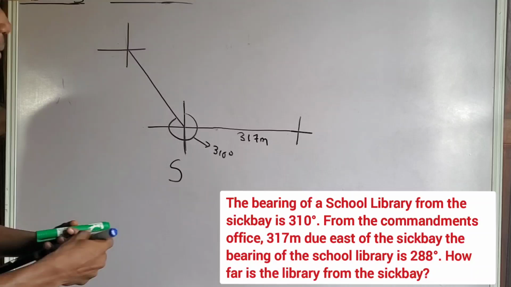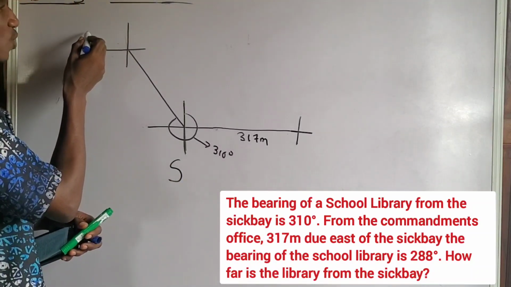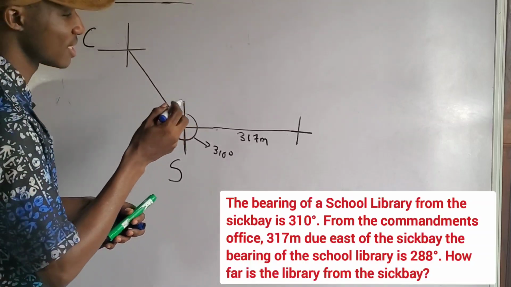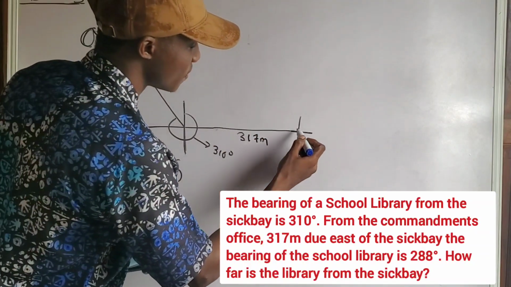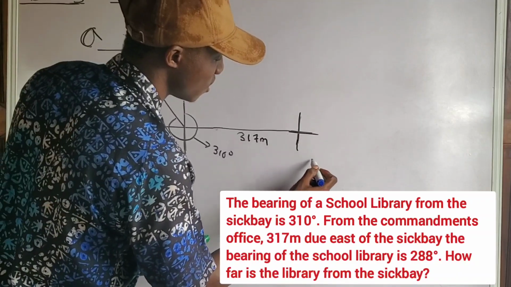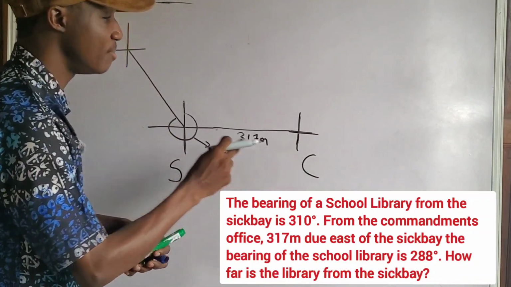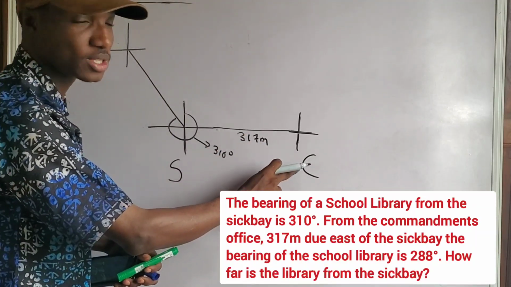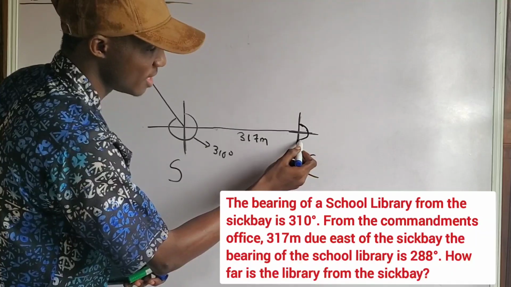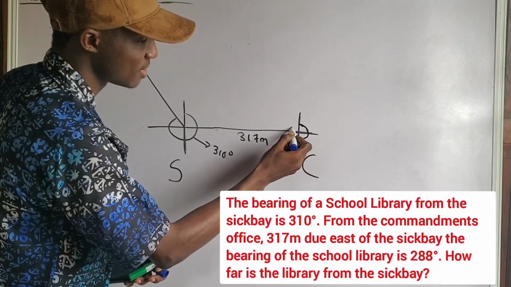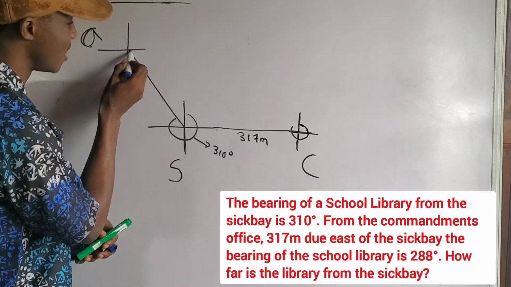Are you getting it? So this is the sick bay, this is the school. Let's represent the school as A, and let's represent the commandment office as C. You understand? So sick bay, school, and the commandment office. The bearing of the school from the commandment office is what? 288 degrees, and from this point to this point is 90, to this point 180, to this point 270. That means that around this side is 288 degrees. Do you understand? So let us go the line.